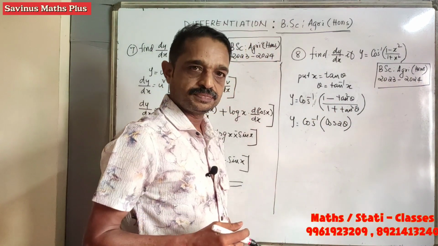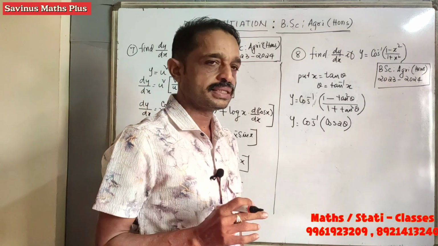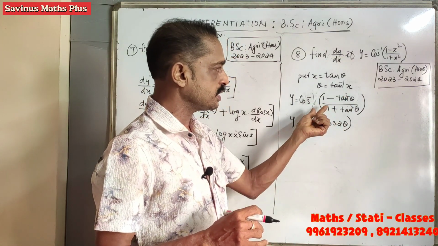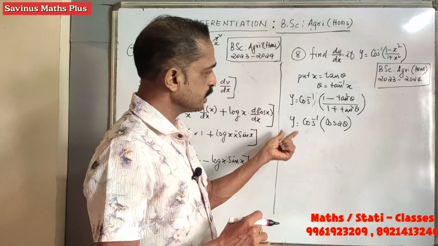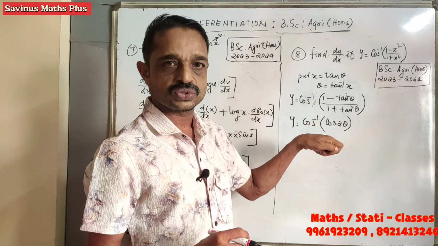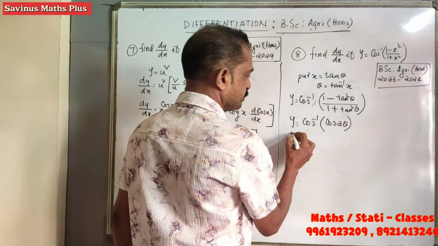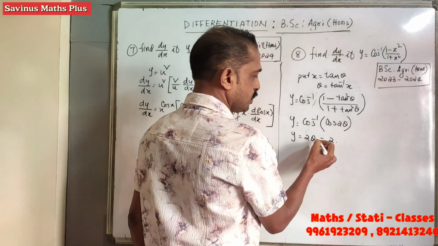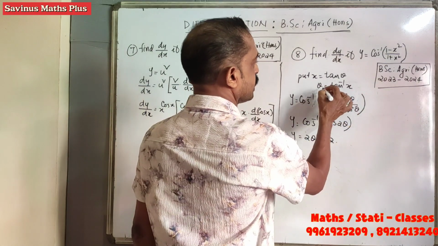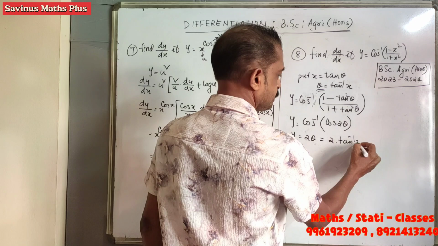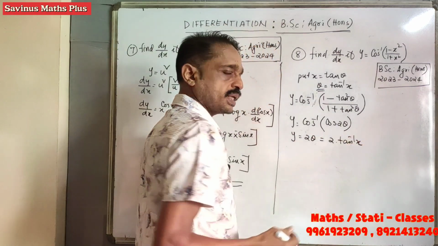You will have to learn trigonometric identities by heart. So cos 2 theta is 1 minus tan square theta divided by 1 plus tan square theta. So y equal to cos inverse of cos 2 theta. What is cos inverse of cos 2 theta? It is 2 theta. So y equal to 2 theta, and theta is tan inverse x. So y is equal to 2 tan inverse x.